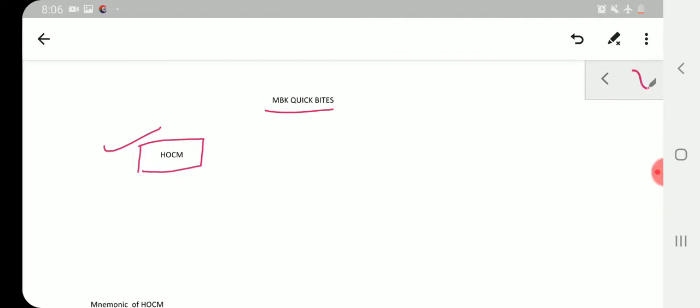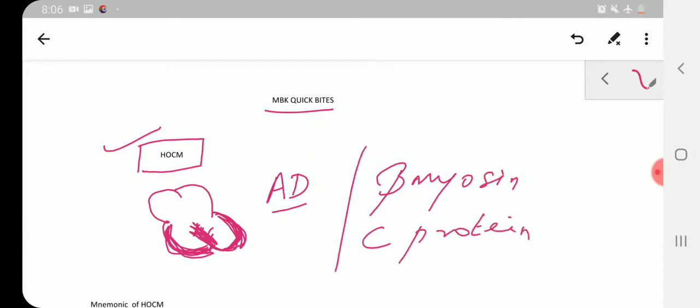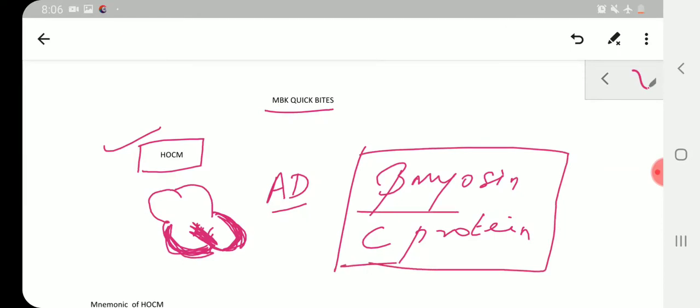So hypertrophic obstructive cardiomyopathy means, let's take this as a shape of heart just for instance, the muscles of the heart would get hypertrophied. This is because of a genetic reason. It is an autosomal dominant disorder, and this is because of beta myosin or C protein mutation. In these genes, beta myosin or C protein mutation is the cause for hypertrophic obstructive cardiomyopathy. So we will see the key features of HOCM.